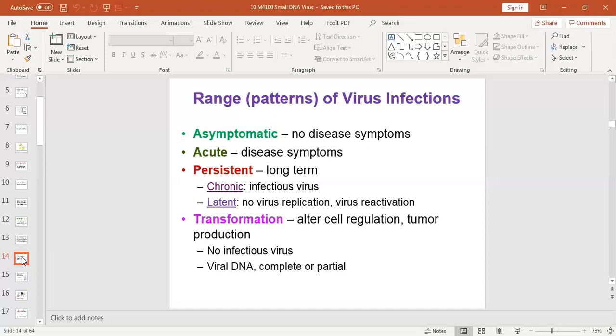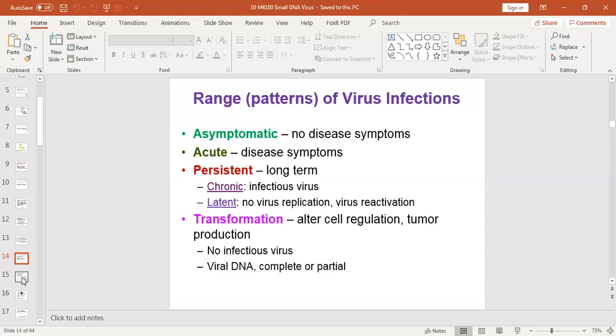The 4th pattern of viral infection is transformation. When the virus comes in, it will alter the normal dynamics of the host cell. The result is the production of tumor, so it transforms the host cell. During transformation, we do not see an infectious virus, and what we have is the viral DNA, either part of it, partial DNA, or the whole viral DNA genome.